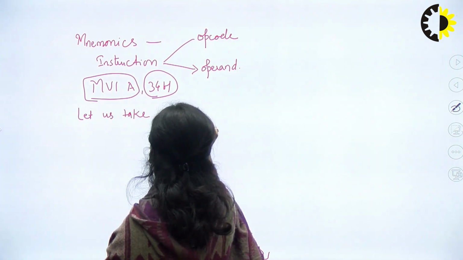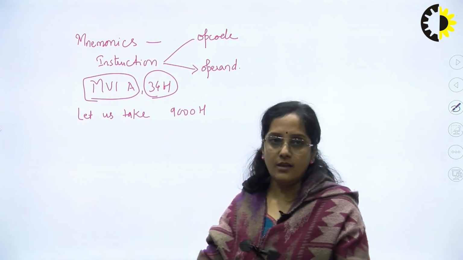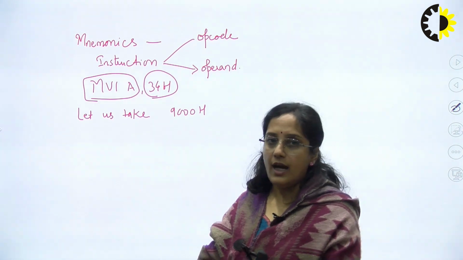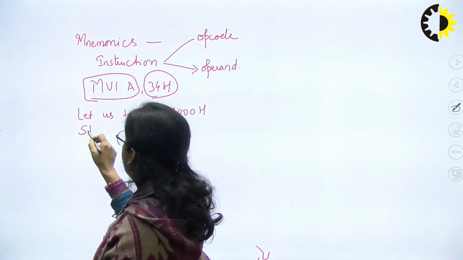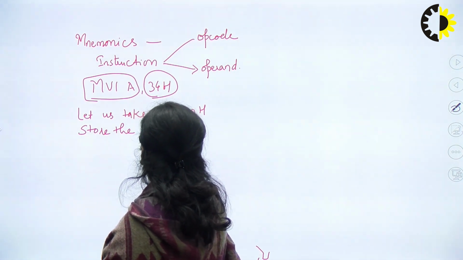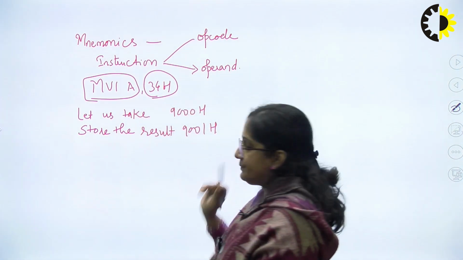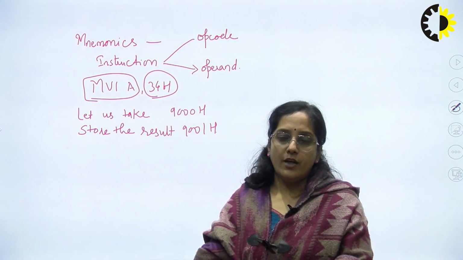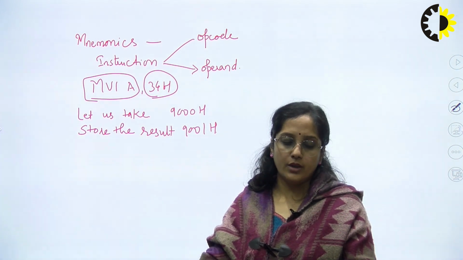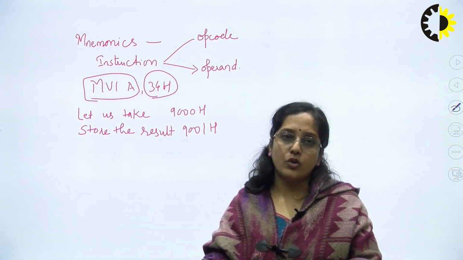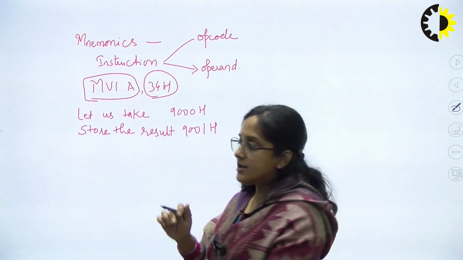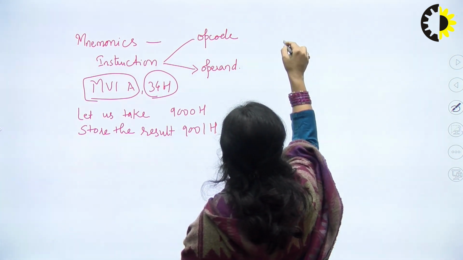9000H will be the location from where we have to read the data, then we have to count the number of ones in that data, and then we have to store the result at 9001H location. So first we have to read the data from 9000H, count the number of ones, store that count in some register, and then display that result.